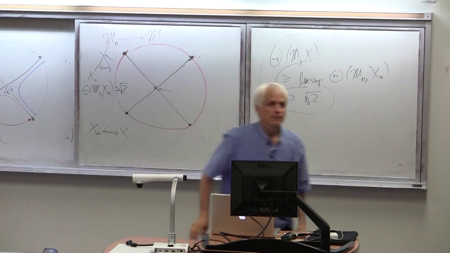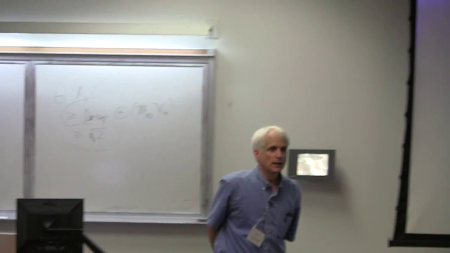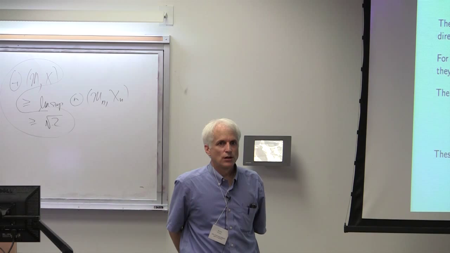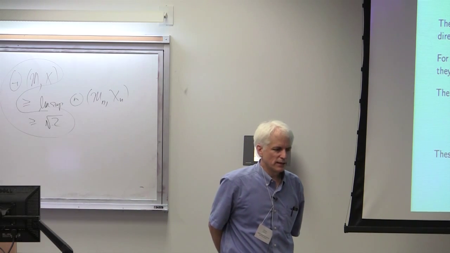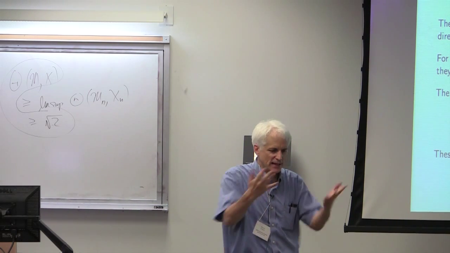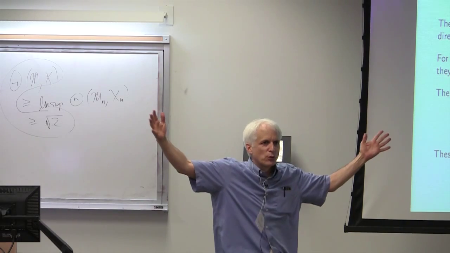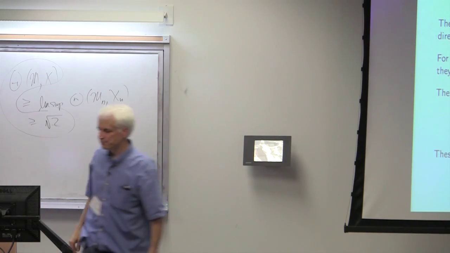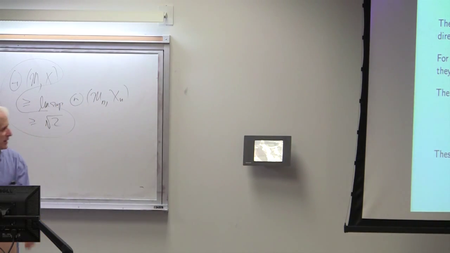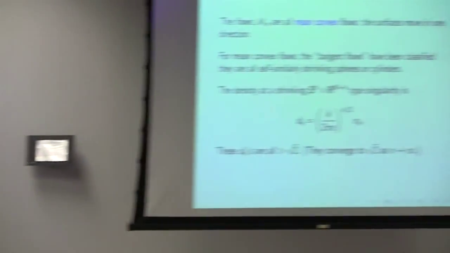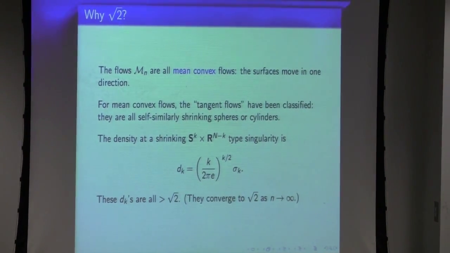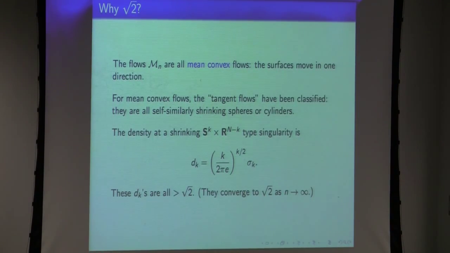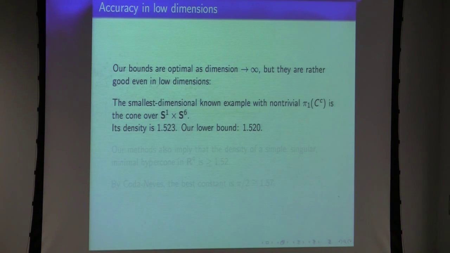That classification seems to be for manifolds without boundary, right? For mean curvature flow surfaces without boundary. Well, that's a purely local thing, so it's the same. If you're away from the boundary, which we are, it's the same. Okay, so anyway, right, so we got that the density is greater than d_k, but d_k is greater than square root of 2, so that's the theorem.